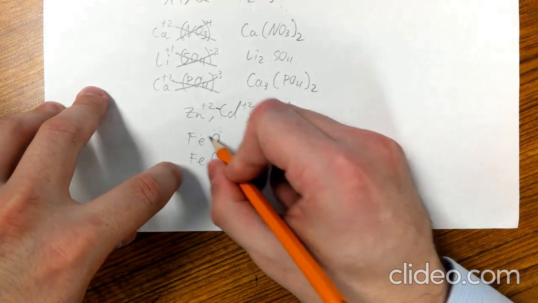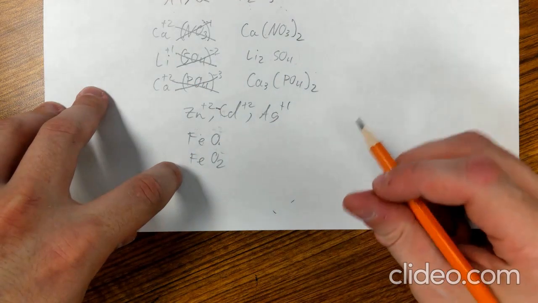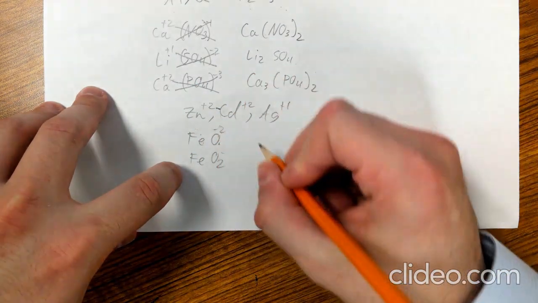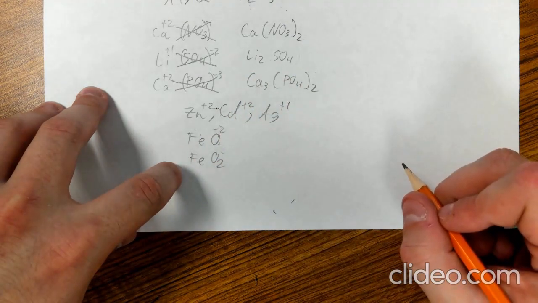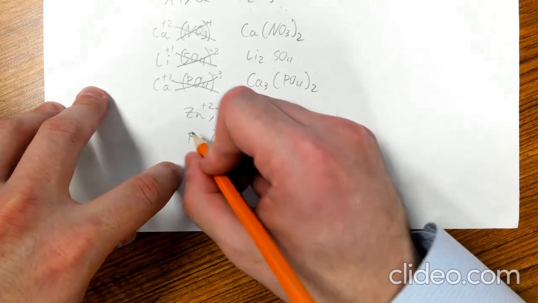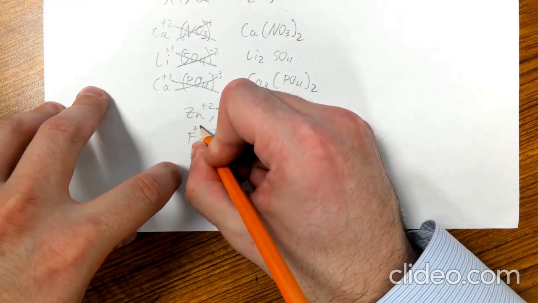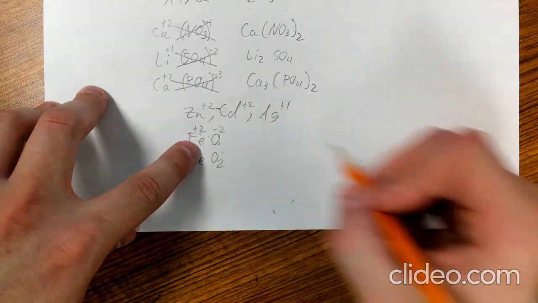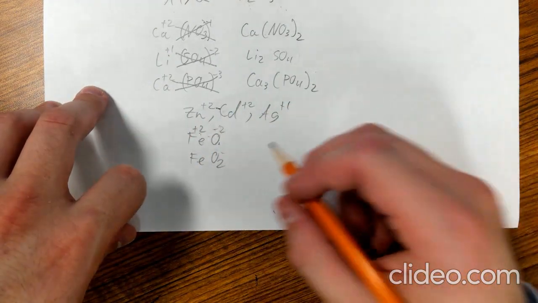And I'm just going to trace that back up. So for example, if I have -2, I know oxygen has, there's only one of them, but I know it has a -2 charge. So my iron on this side has to be +2 for them to cancel out. They always have to cancel out.